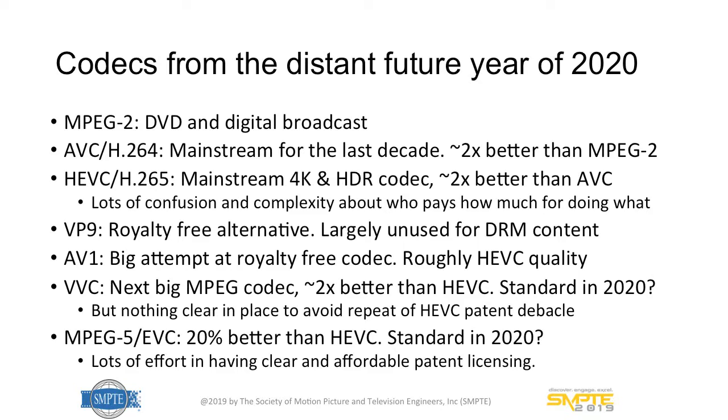You still have MPEG-2 around, DVD, some legacy digital broadcast. ATSC in the US is all still MPEG-2, still out there. That was kind of our first mainstream thing. H.264 is kind of the mainstream codec in most places. Same quality, half the bit rate of MPEG-2. This is what most streaming services are going to use, more recent broadcast services, all that kind of stuff, set-top boxes where they can get the streams.